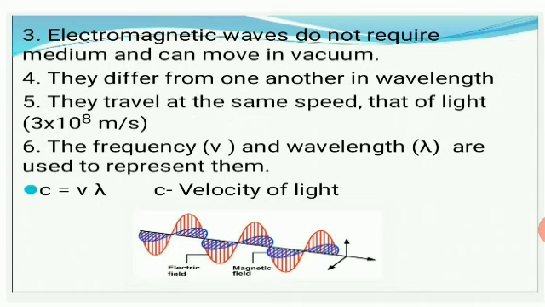They differ from one another in wavelength. They travel at the same speed, that of light. So, the speed of these electromagnetic waves is also 3 into 10 to the power 8 meter per second. The frequency and wavelength can represent these waves by the formula c = ν λ. So ν here is your frequency and λ is your wavelength, where c is the speed of these electromagnetic radiations. So the formula will become c = ν λ.